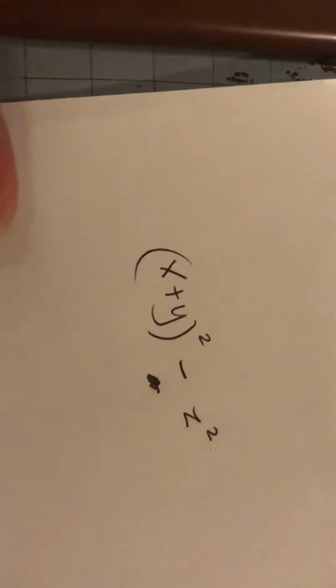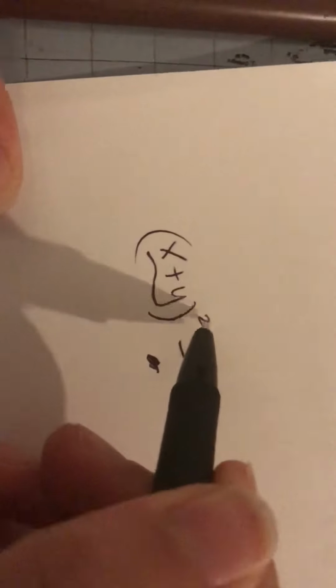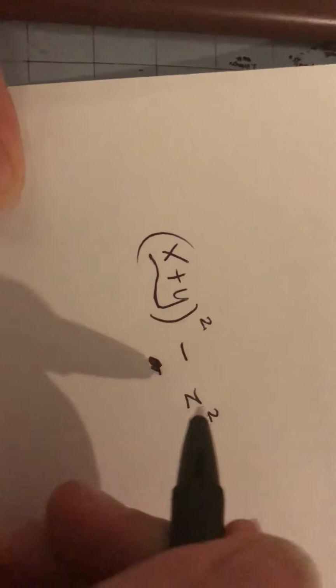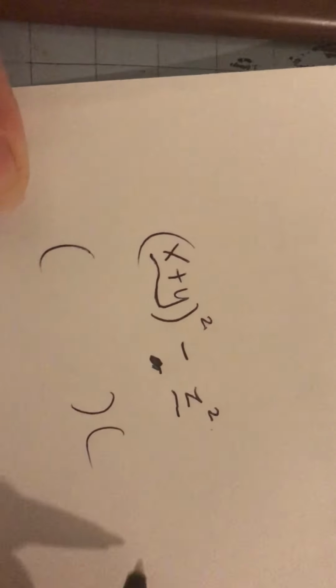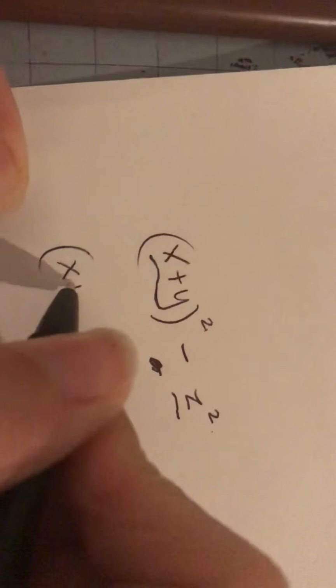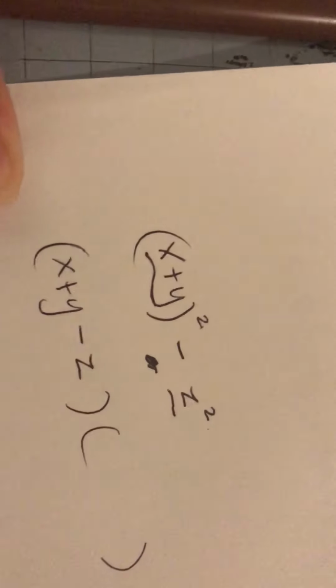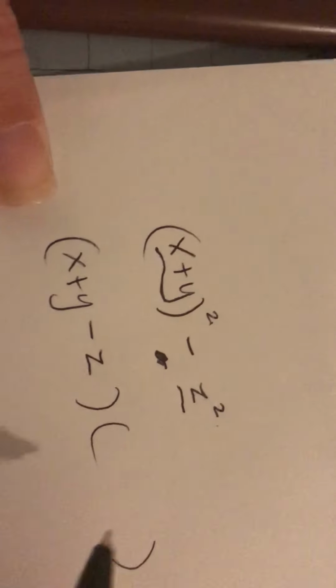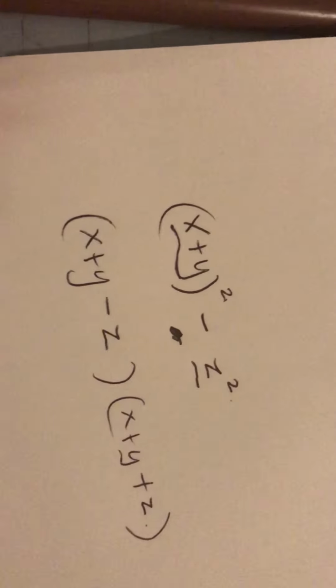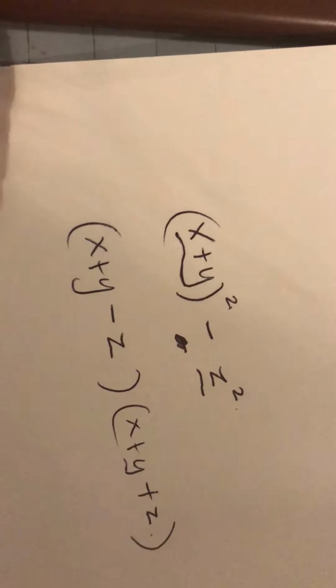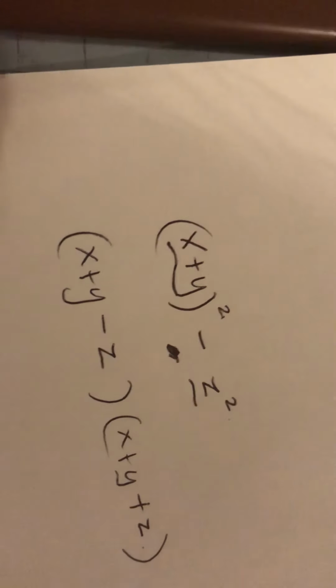And if I look at here, that's written as a square, so that's my first, and that's written as a square, so that's my second. So I'm going to throw down my two brackets. It's the first minus the second, bracket the first plus the second. If you wanted to check if you were right or wrong, you could multiply it out. So there are the factors there.